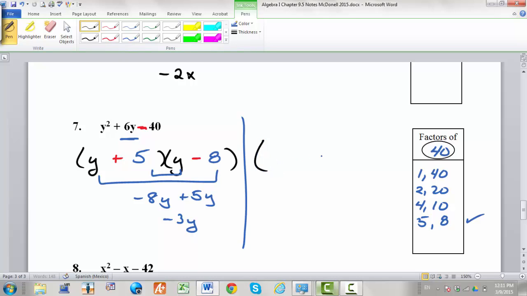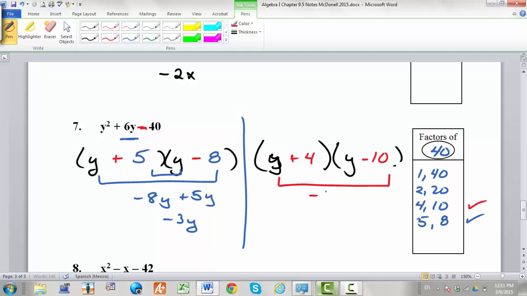Once again, we have y and another y. But we're still going to have a plus and a minus. I'm going to try 4 and 10 this time. Positive 4 and negative 10. My outside is negative 10y. My inside is positive 4y. So that's a negative 6y. That's very close to what we are looking for. It's the opposite of what we want.